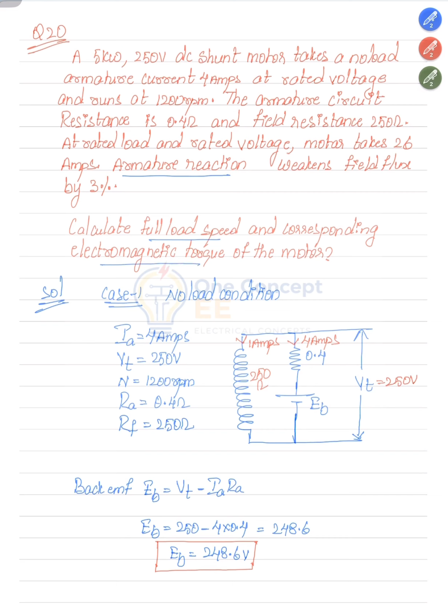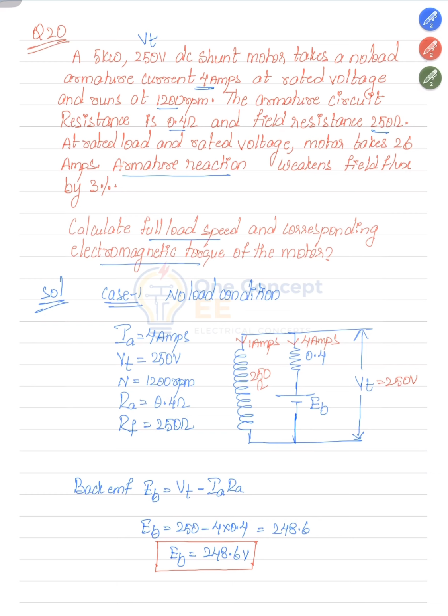Here it is given. It is a DC shunt motor drawing a power of 5 kilowatt and terminal voltage of 250 volts, and it takes a no load armature current of 4 amps. Means under no load condition, it is taking an armature current of 4 amps and runs at 1200 rpm. An armature circuit resistance of 0.4 ohm and shunt field resistance of 250 ohm.